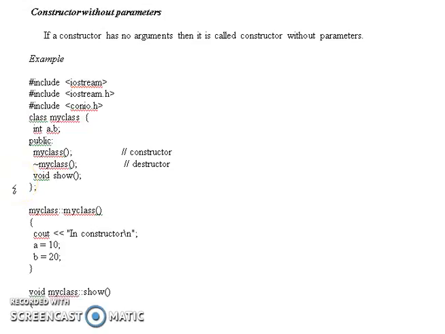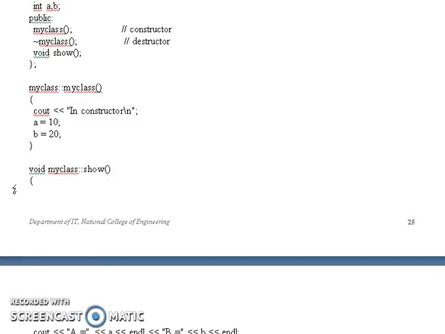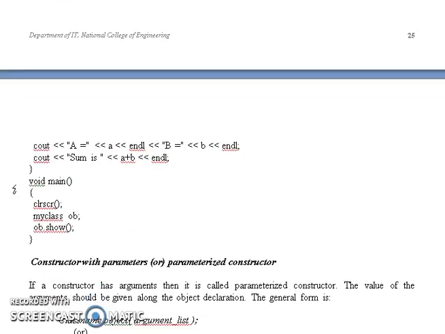So here, let's see the main part. This is where we are creating the object. The name of the object is OB. The class which you are using to create this object is MyClass. Okay, object OB of type MyClass.